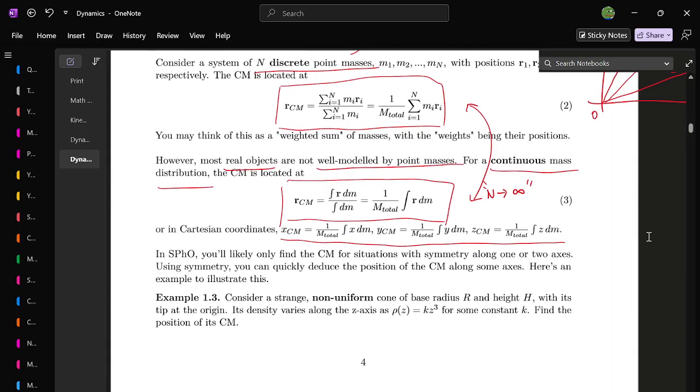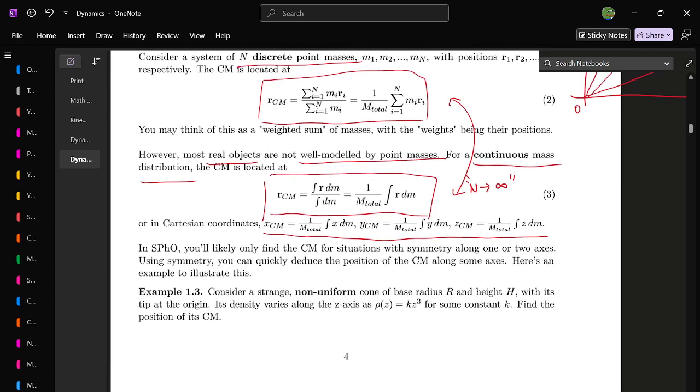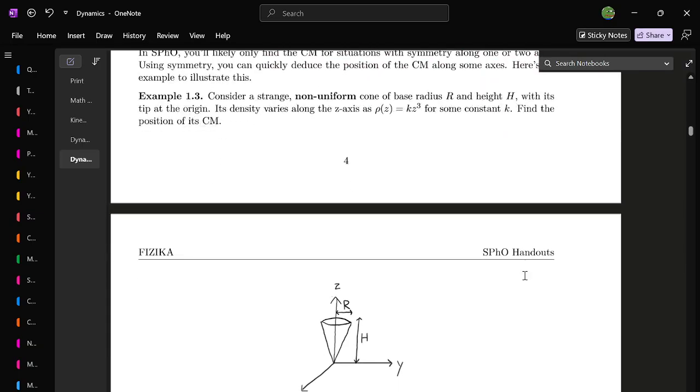In the context of SPhO, you will likely only be applying this to find the CM for situations where you have symmetry along one or two axes. You will see an example here in example 1.3 on what is meant by symmetry. If you have symmetry, you can very quickly deduce the position of the CM along these axes. Here in this example, we have a non-uniform cone of base radius r and height h. I'll just draw it out again.